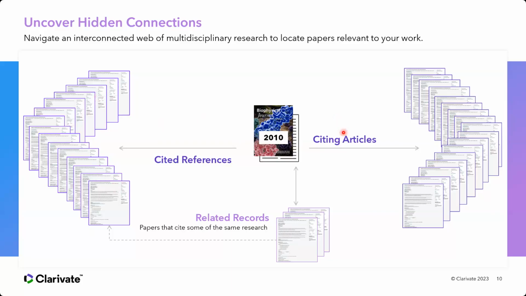Then on the right-hand side, you would see citing articles. So these are newer publications that have cited the 2010 publication. So from 2010 to, let's say, current time, which is 2025, these articles on the right might show you what has changed or evolved since 2010.